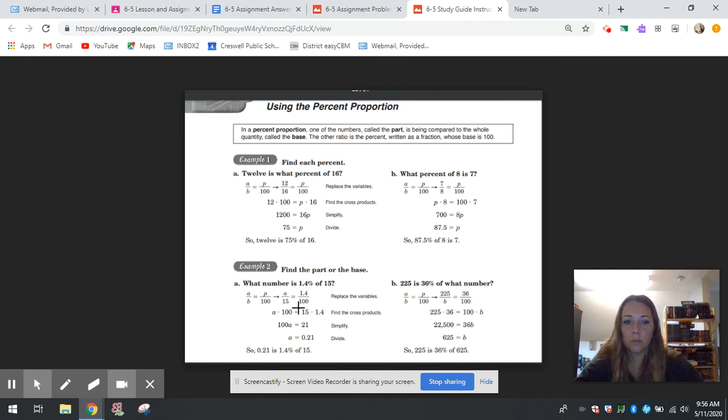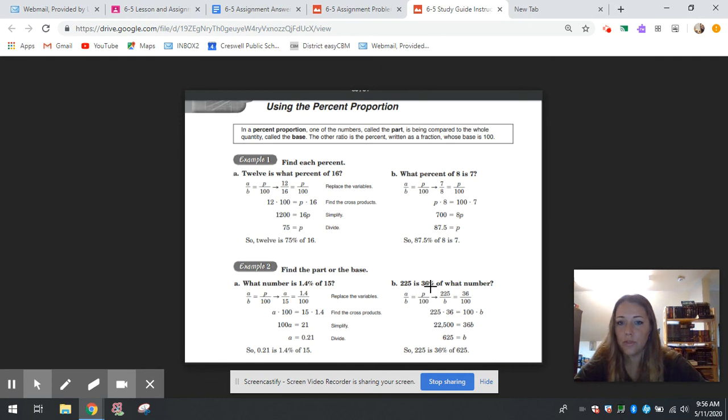We cross multiply. We get A times 100 equals 15 times 1.4, which simplifies down to 100 times A equals 15 times 1.4, which is 21. And then we divide both sides by what is attached to the variable on the one side, which is 100, to get that variable by itself. If you divide 21 by 100, you get 0.21. So 0.21 is 1.4% of 15.